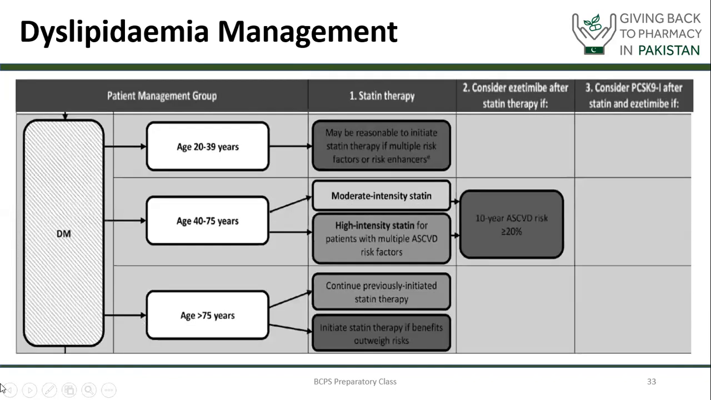Next, if the patient is with diabetes mellitus, they categorize the patient in three groups: age 20 to 39, 40 to 75, and greater than 75. And they deal according to the age group with diabetes mellitus.